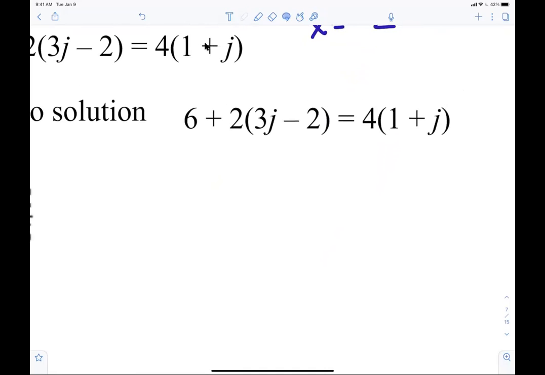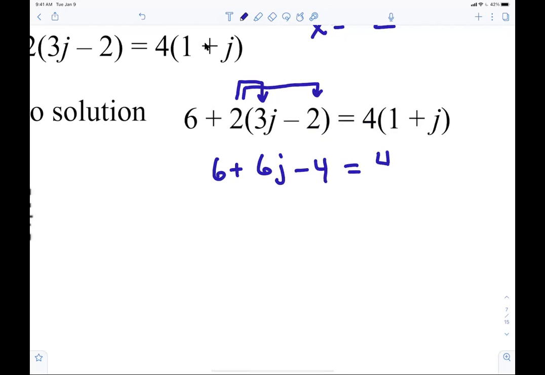Okay, so I need some help here, guys. We have to first distribute the 2. All right, first distributing the 2. We're not doing 6 plus 2. 6 plus what? 6j minus 4 equals 4 plus 4j.